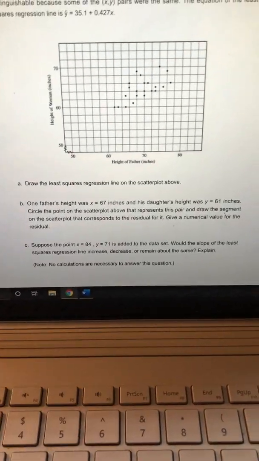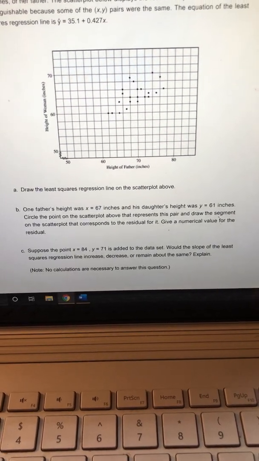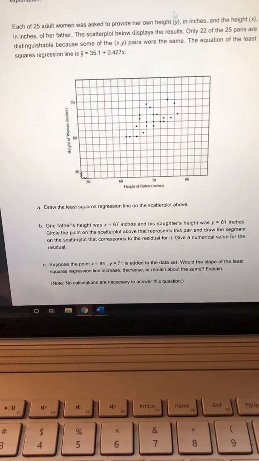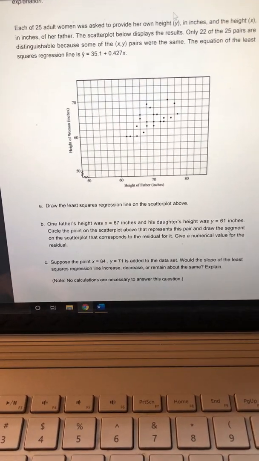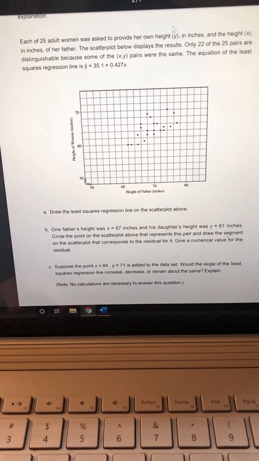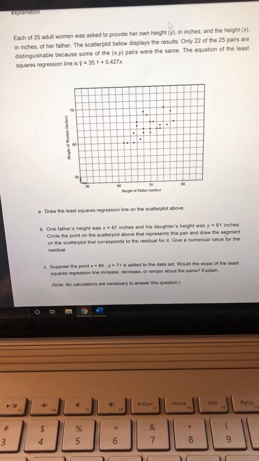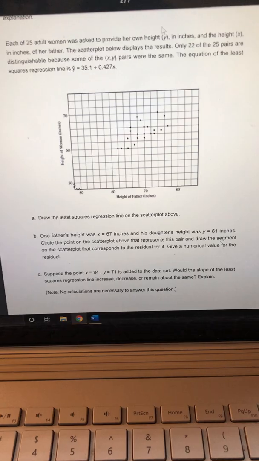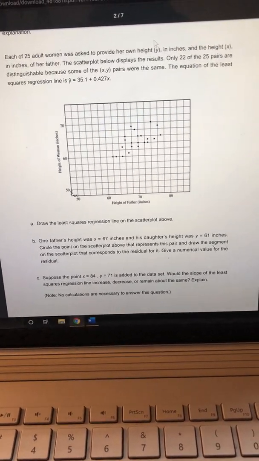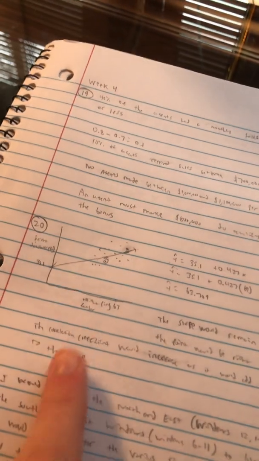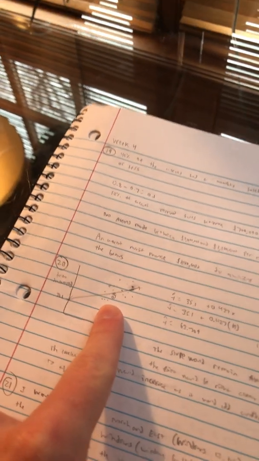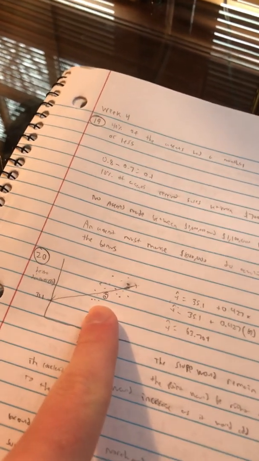So part B, one father's height was x equals 67 inches, and her daughter's height was y equals 61 inches. Circle the point on the scatter plot above that represents this pair and draw the segment on the scatter plot that corresponds to the residual for it. Give the numerical value for the residual. So this point would be somewhere around here, at x equals 67 and y equals 61.